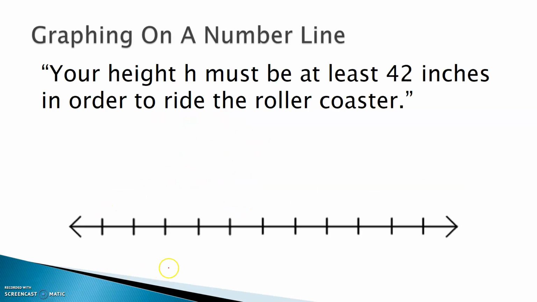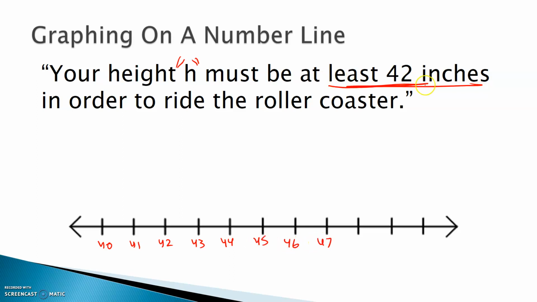All right. And then we get to kind of real world examples. Your height h here must be at least 42 inches in order to ride a roller coaster. So you need to be at least 42 inches. So on a number line, I'm just going to start off with something like 40, 41, 42. And I'm just giving you guys examples here, just to talk about how we are going to graph our solutions. And I'm going to stop right there.